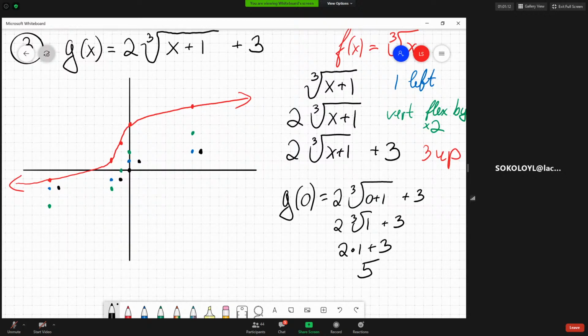So that point corresponds. You could check a couple of other points just to make yourself more sure that you didn't make a mistake. But we're going to say that this is it. This is our graph here.